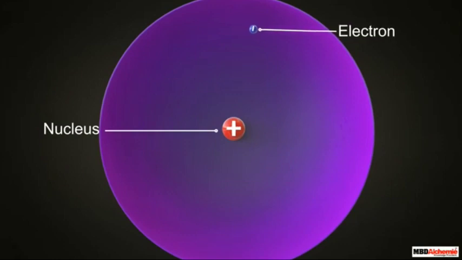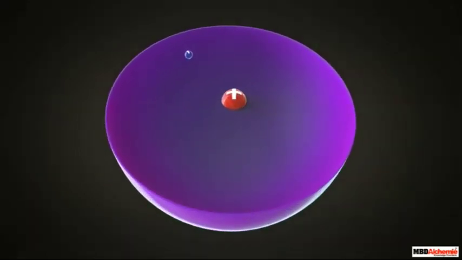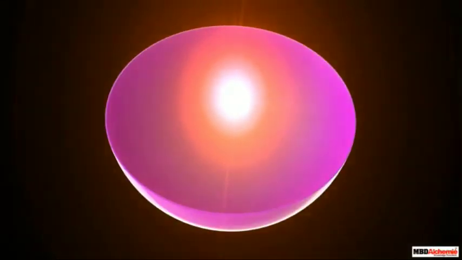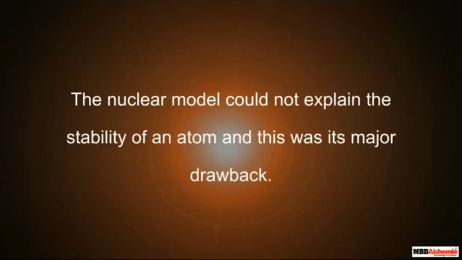But this model did not get much acceptance, as it said that the electron keeps revolving around the nucleus. However, later it was found that any charged body while moving in a circular motion undergoes acceleration. On undergoing acceleration, it should use some energy. So the energy of the electrons should keep decreasing. As a result, the path in which the electron is moving should keep becoming smaller, and thus, finally, it should fall into the nucleus, and hence the atom should collapse. So, the nuclear model could not explain the stability of the atom, and this was its major drawback.